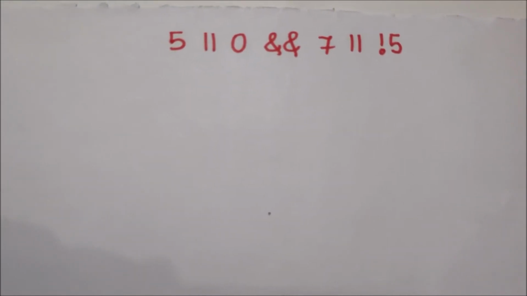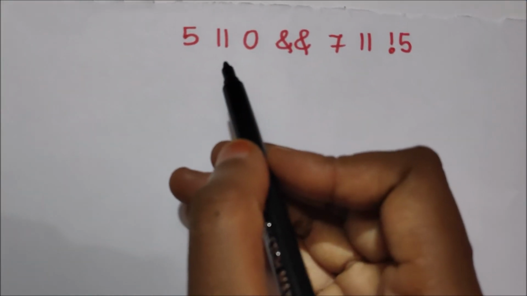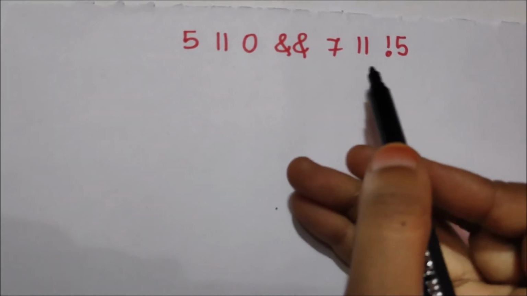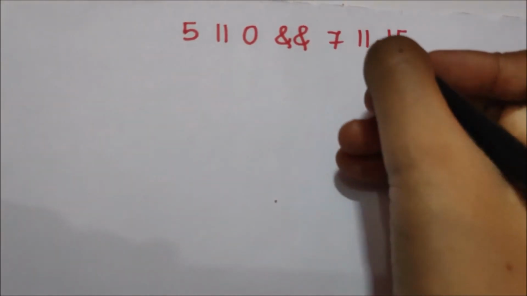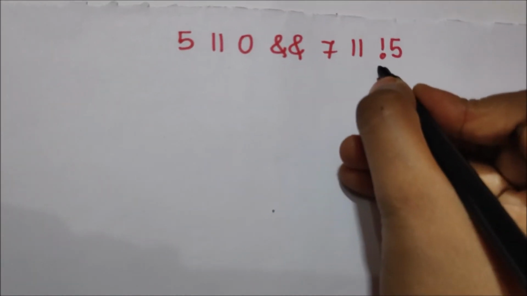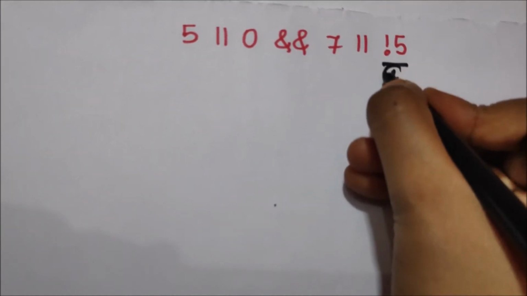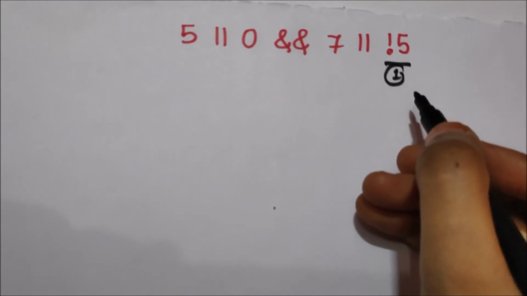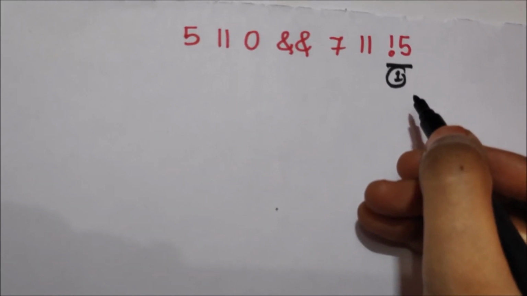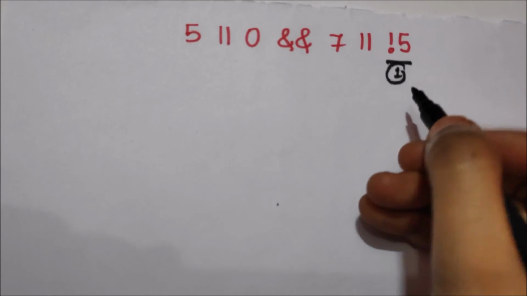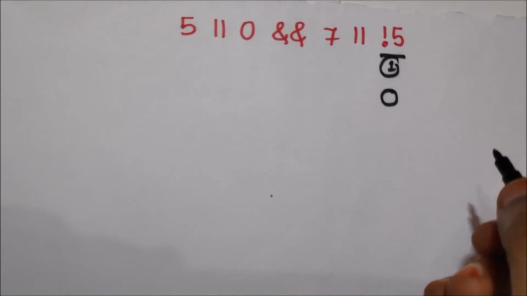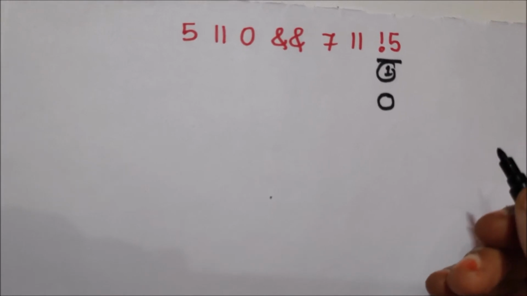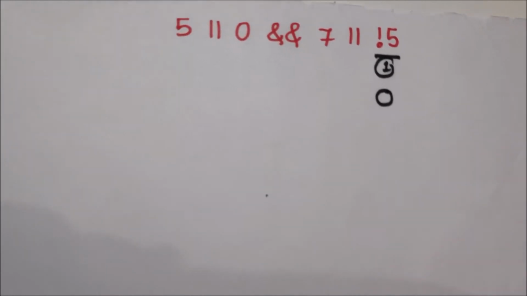Let's evaluate this expression, which consists of logical OR, logical AND, logical NOT. As per the precedence table, logical NOT should be evaluated first. We know that 5 is true, therefore not of true becomes false. So this not of 5 will become false. Let's keep the remaining part of the expression as it is.